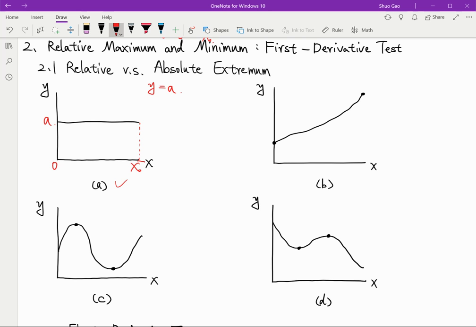So there's no maximum or no minimum for the y, or we can say that every point is a maximum and every point is a minimum for this function, right? Because everywhere the y is the same. So if we choose any point here, they have the same value. So this is the maximum or the minimum of the function, and this is also the maximum and the minimum of the function. Okay, so this is the first case, the constant function.